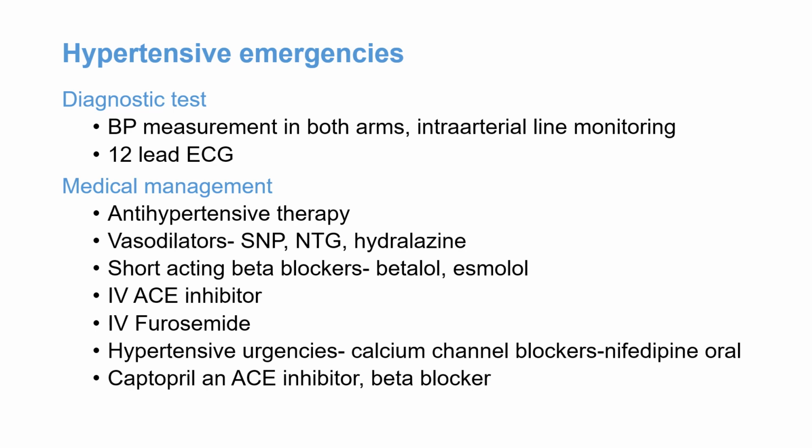For diagnosis, we have to check the BP in both arms, do intra-arterial line monitoring, and monitor the 12-lead ECG. Medical management is antihypertensive therapy: we give vasodilators, short-acting beta blockers like labetalol and esmolol, intravenous ACE inhibitors, and furosemide. In hypertensive urgencies, we can prescribe a calcium channel blocker like nifedipine orally, and even captopril, an ACE inhibitor, or a beta blocker.